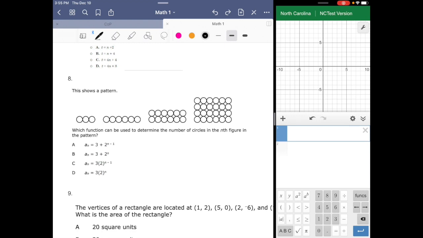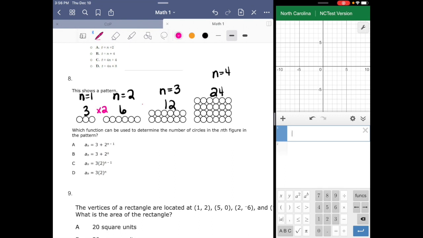For number 8, this shows a pattern. So we have a set of sequences that's going on with these circles. And it says which function can be used to determine the number of circles in the nth figure of the thing. So if I make a table of values, my first term has 3 circles. My second term has 6 circles. My third term has 12 circles. And my fourth term has 4 times 6, which is 24.